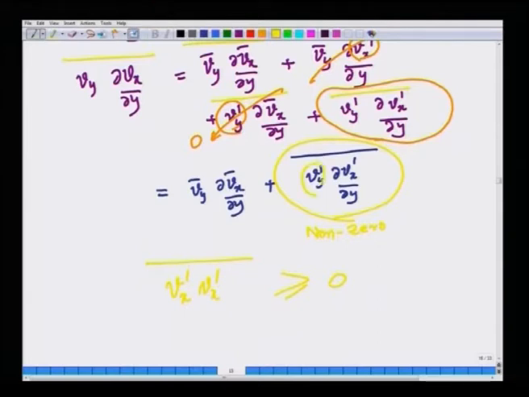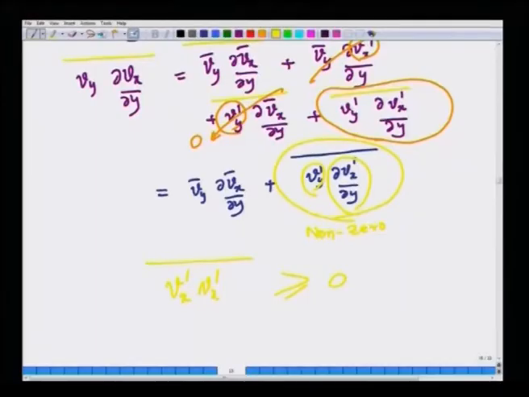Likewise, if you have Vy' times partial Vx' by partial y, if these two fluctuations are correlated over a certain time, then you cannot set this to 0, because if they are correlated, then if you multiply them and take a time average, they will in general give you a non-zero value. So we cannot throw away this term. Generally we cannot throw away this term, and they will contribute in a major way to turbulent flows.